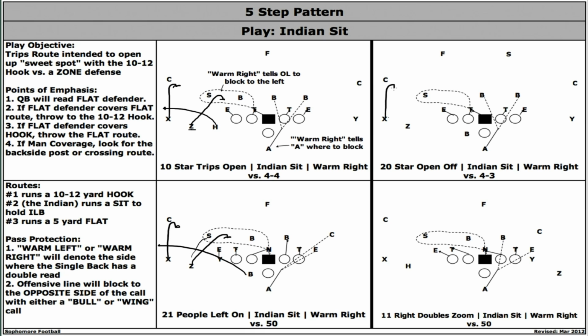we have the sit, or excuse me, the hook, the flat, and the sit right around here to hold one of the backers. And likewise, we have the hook. We're going to zoom him over. Run the flat route. And the H-back is going to sit right there. So basically the number 2 receiver is we call the Indian, and we're telling the Indian to sit. And that's in the backside, same thing.